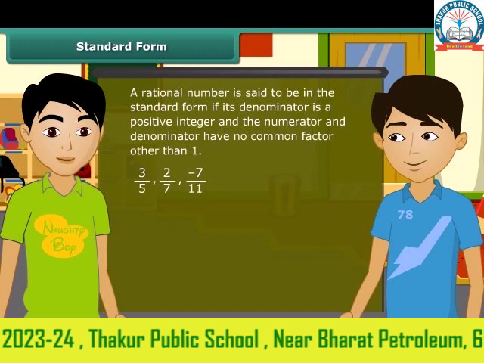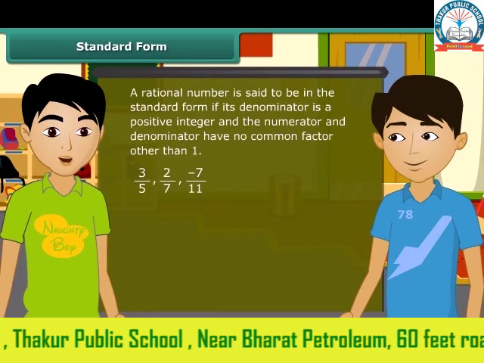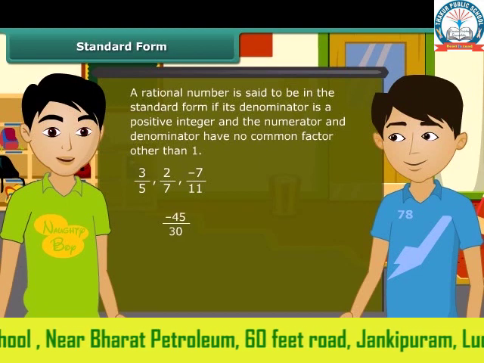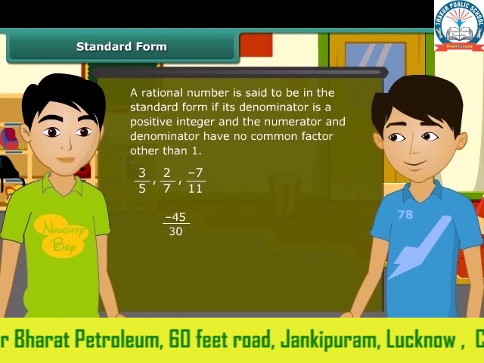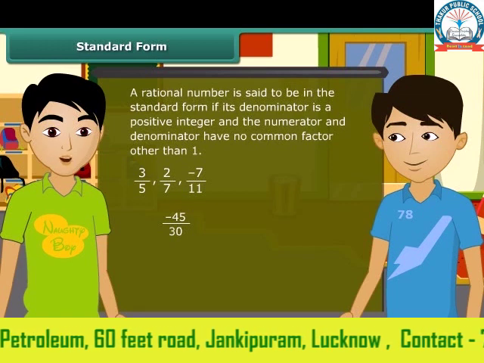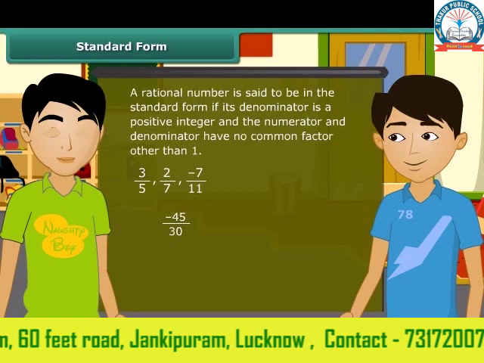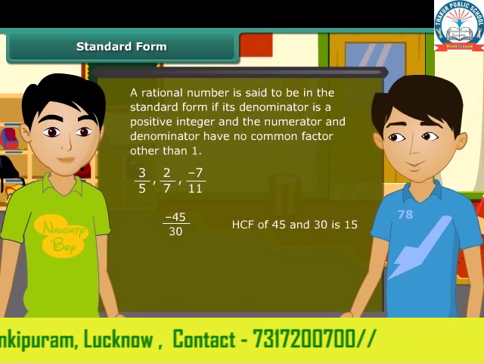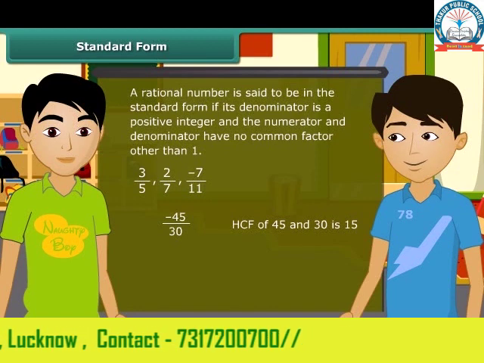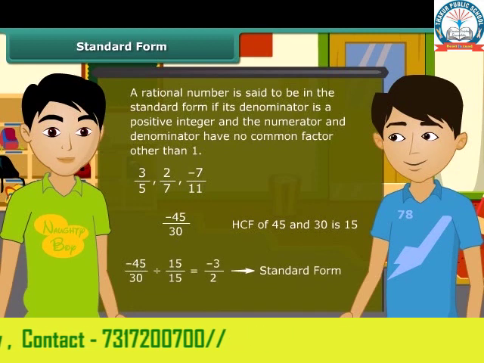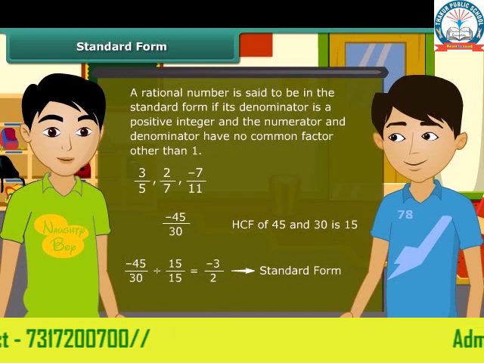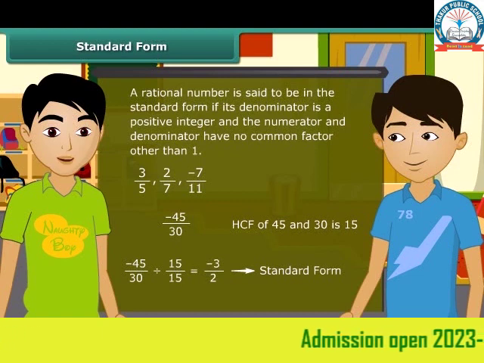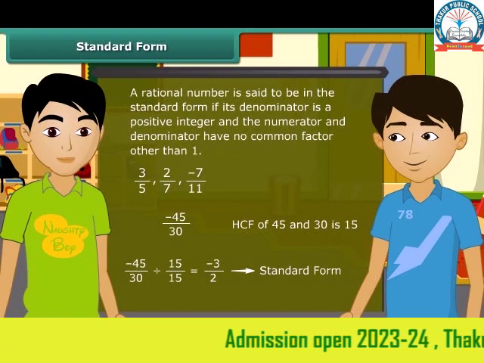And if the numbers are not in the standard form, then it is reduced to standard form. For example, -45/30 is not in a standard form. We will reduce it by dividing its numerator and denominator by their HCF. Here the HCF of 45 and 30 is 15. Yes, so we will divide the numerator and denominator by 15 and we will get the rational number -3/2, which is in a standard form.